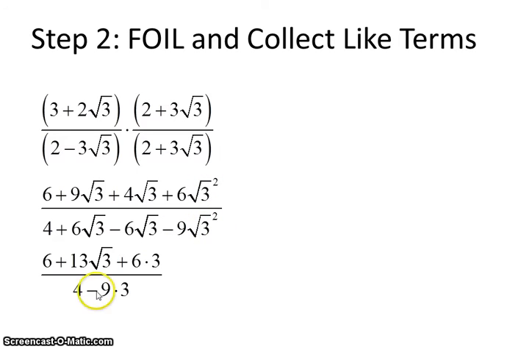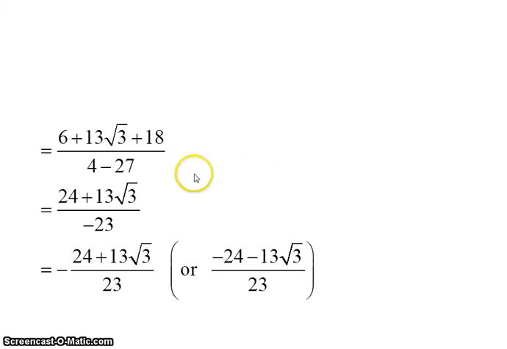So we can simplify that and combine our other like terms. 6 plus 9√3 plus 4√3 is 13√3, and 6 times the square root of 3 squared just turns into 6 times 3, and the denominator is 4. These two cancel, minus 9 times 3. A couple more simplifications and we're done. Turning these into whole numbers, 6 times 3 is 18, 9 times 3 is 27.